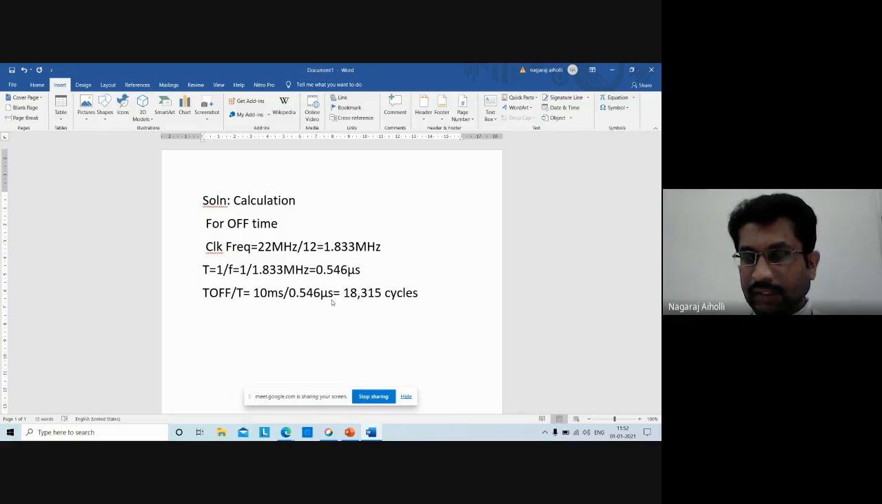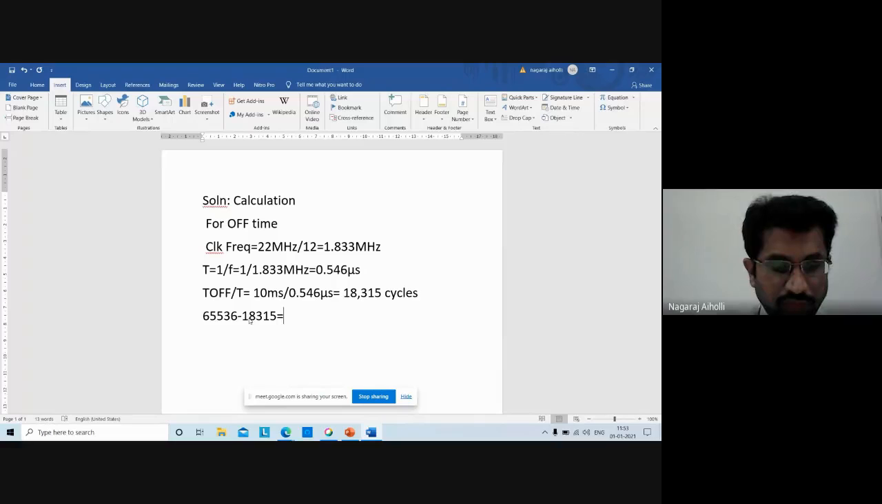That means the starting value that we have to store, so that we get a delay of 10 milliseconds, is given by the maximum value of the timer, that is FFFFH, which in decimal is 65,536, minus the number of clock cycles, 18,315. This is equal to 47,221.